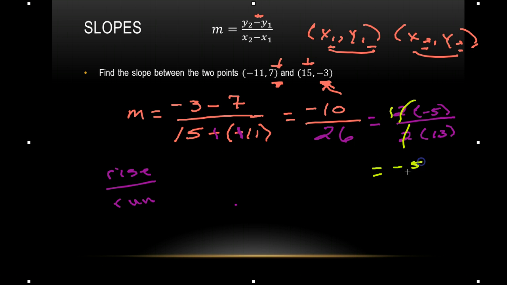-5/13. Do not convert this to a decimal because the decimal would be a never-ending, repeating decimal, and we don't want that. We want the exact answer. It's written most compactly as -5/13.